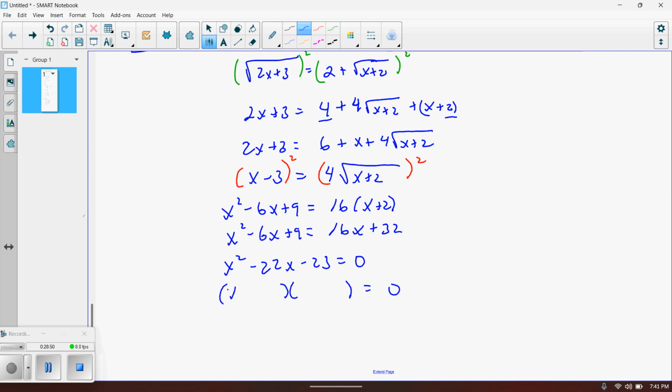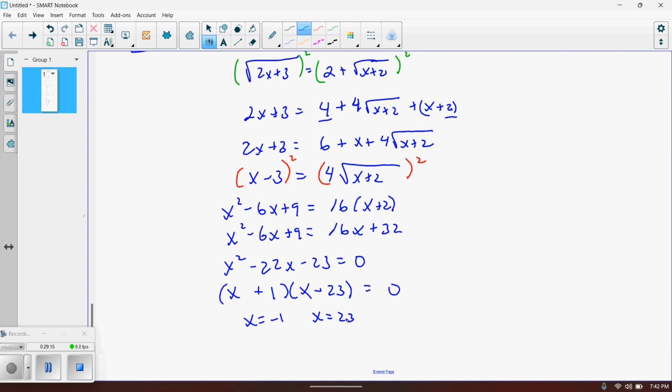So I know I'm going to have an x and an x. The only way I'm going to get to 22 in the middle is to have a 1 and a 23. Since 23 is prime anyway, the 23 will have to be negative and the 1 will have to be positive. So that gives me values of x equals -1 and x equals 23. So those are the solutions to our algebraic equation there.